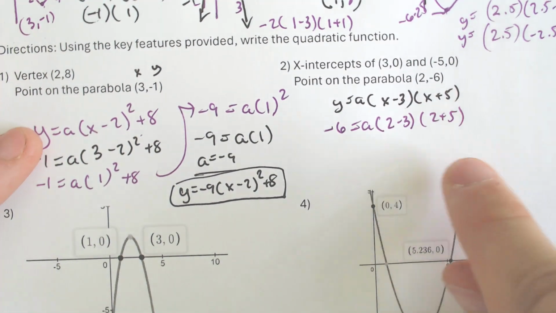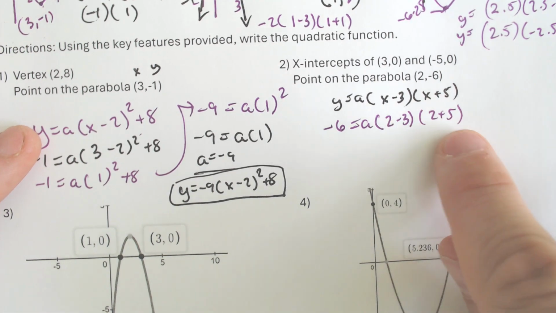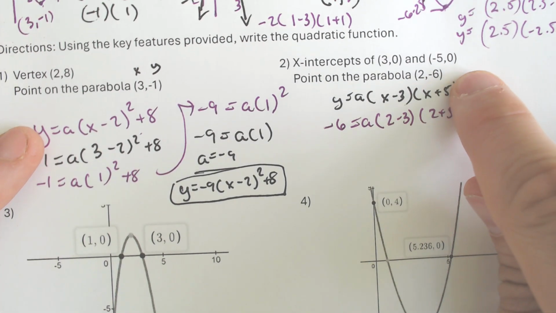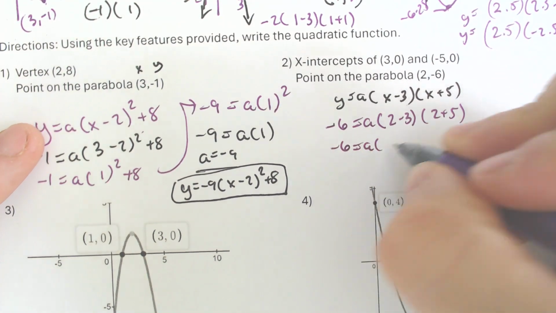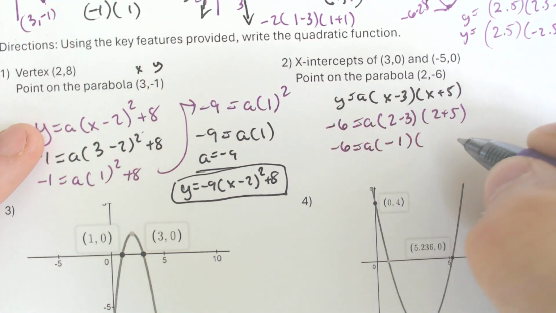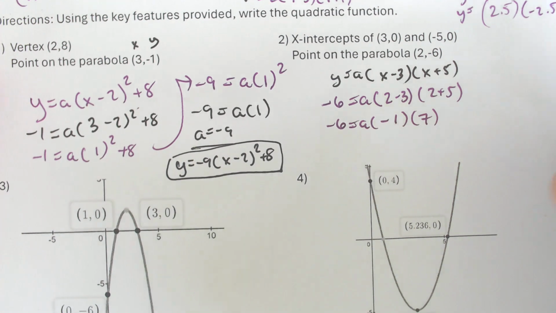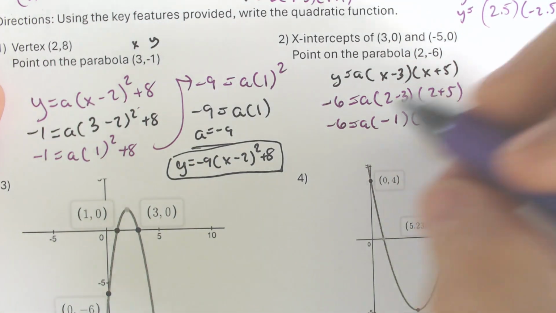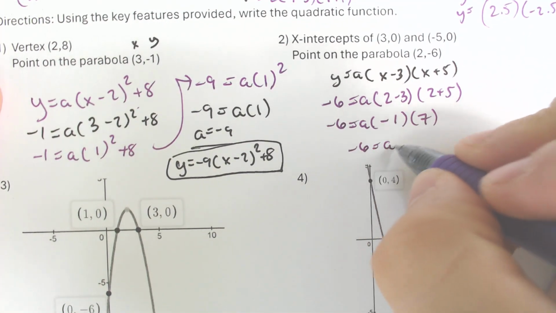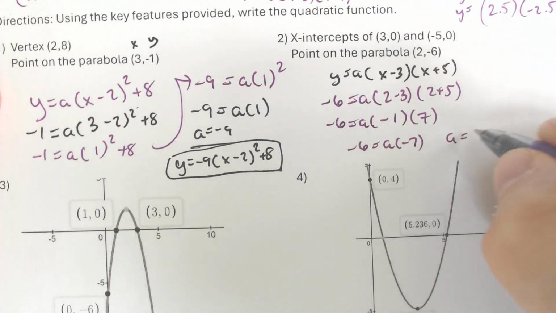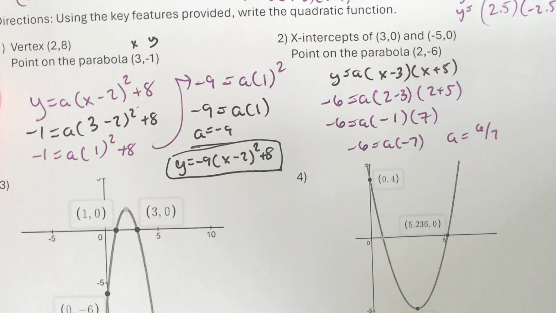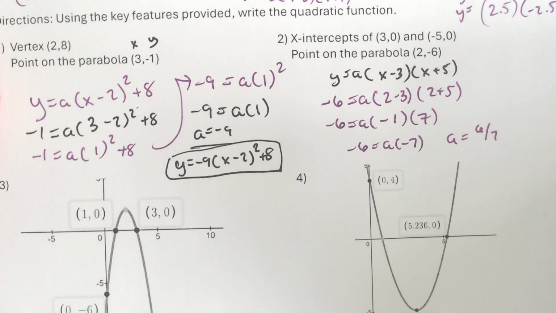Now, the trick is not going to work here. If you're freaking out like, whoa, these aren't going to be the same number, that's because this is a point on the parabola, not the vertex. You get negative 6 equals a, negative 1 times 7. Well, what's the a value going to be? It's going to be negative 6 is equal to a times negative 7, so we divide by negative 7 and get an a value of 6 over 7. Because they're both negative, it ends up being positive.